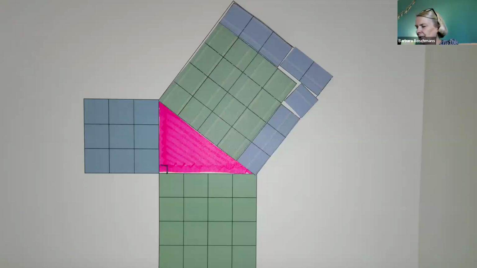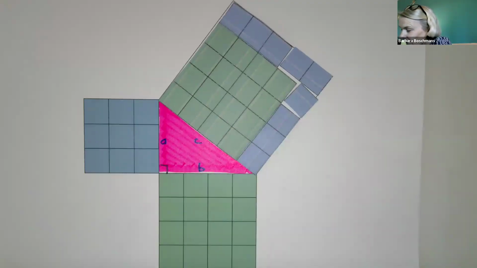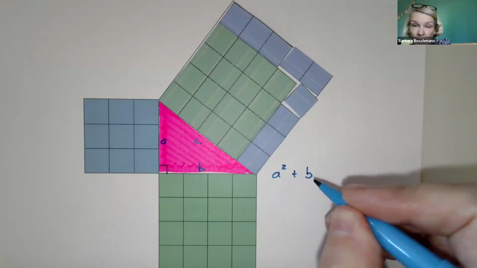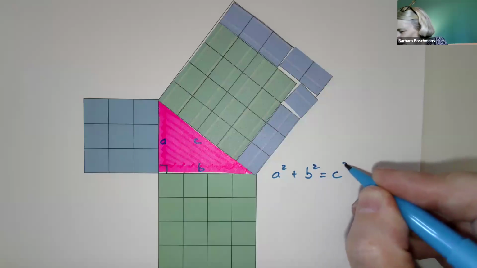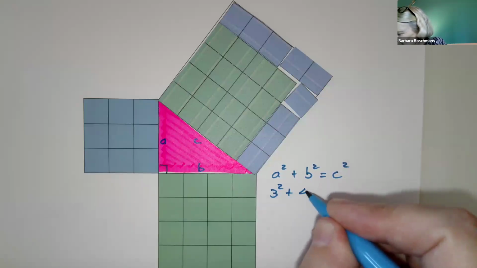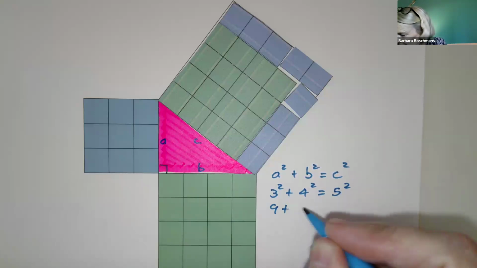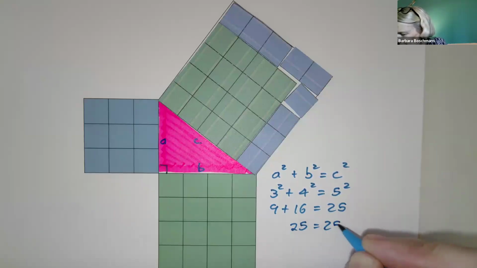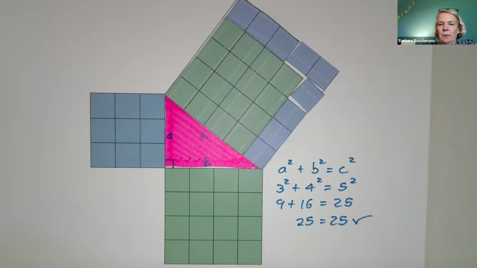So what this shows us is that if you have a side A and a side B and a side C, if you have A squared, because it's a square, plus B squared is going to equal C squared. In this specific example, we're showing that 3 squared plus 4 squared is 5 squared. So let's check that. Is 9 plus 16 equal to 25? 25 is equal to 25. So that is one visual proof of the Pythagorean theorem.